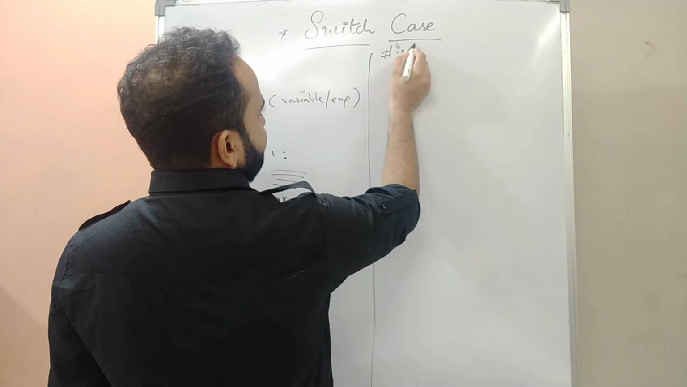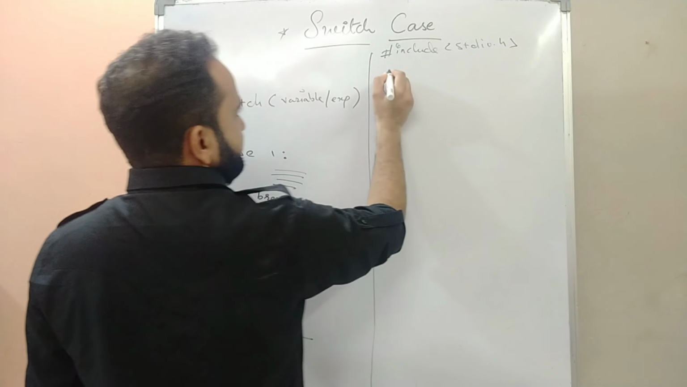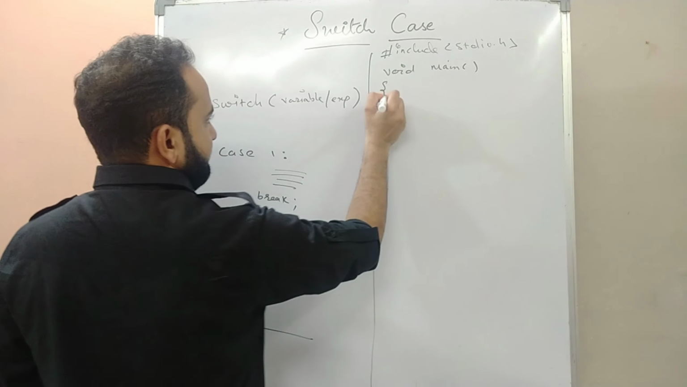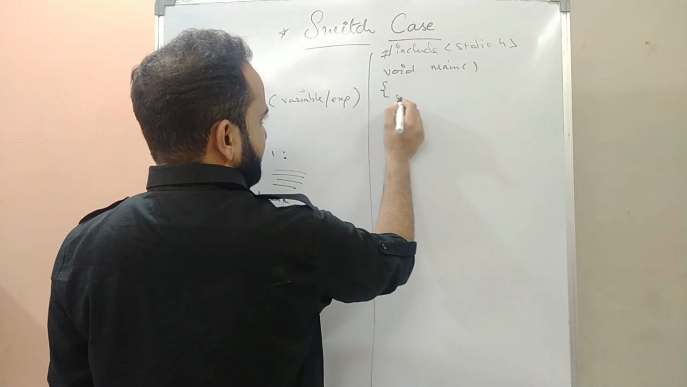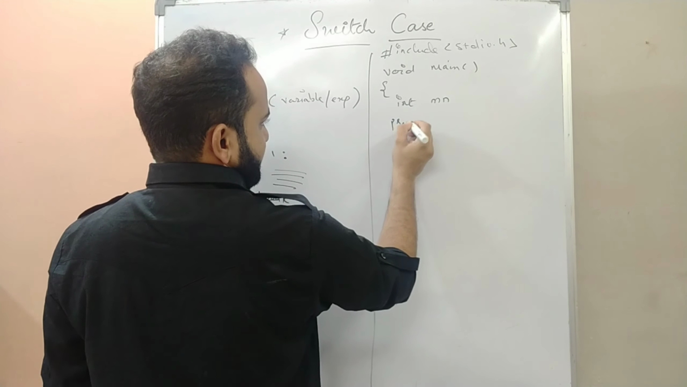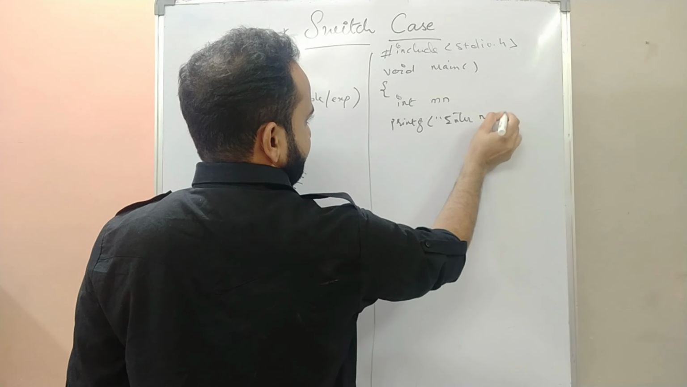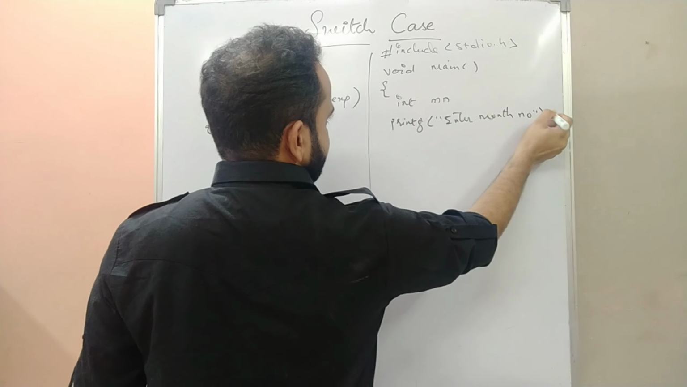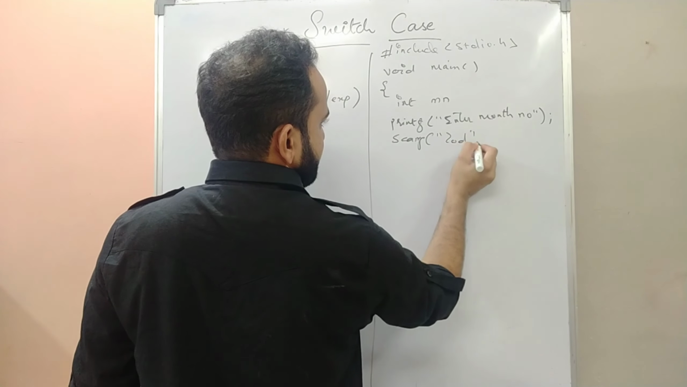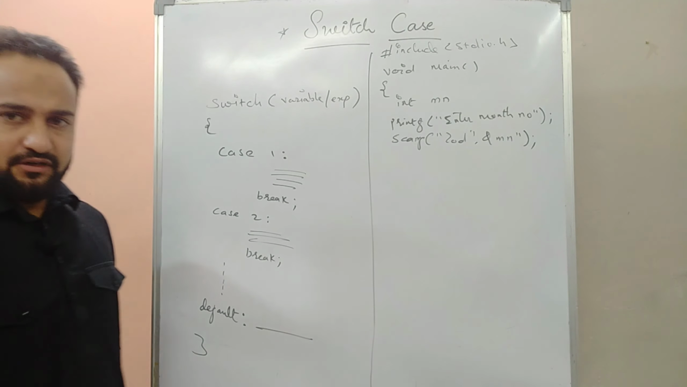Hash include stdio.h, void main. We'll be taking a month number, I'm writing mn, the variable name is mn. Printf enter month number, scanf %d ampersand mn. Okay, I've taken the month number from the user.